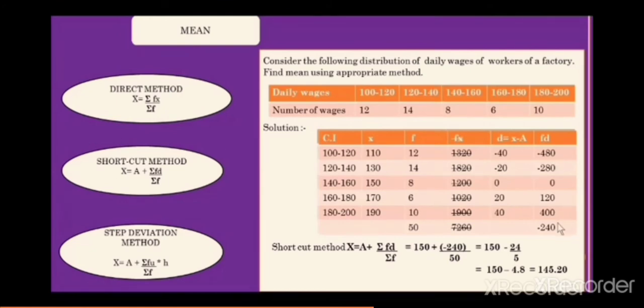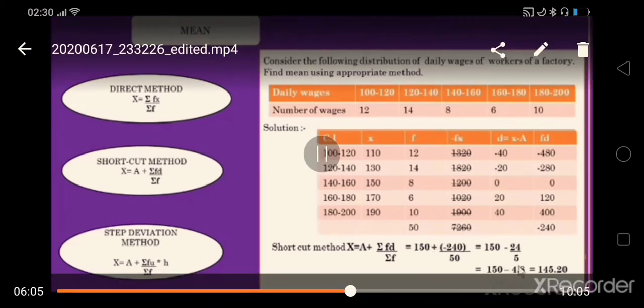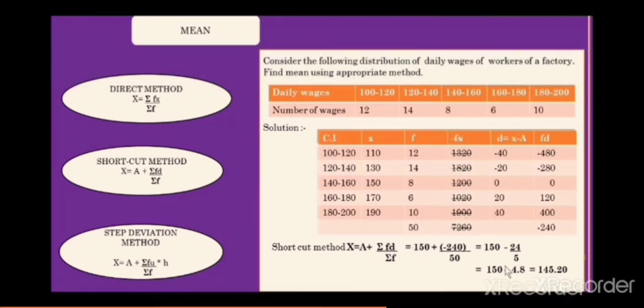Then 150 minus 4.8, you'll get 145.20. If you add this all, you get minus 240. How did you get minus 240? Minus 480 minus 280, you will get minus 760, plus 520, you will get minus 240.